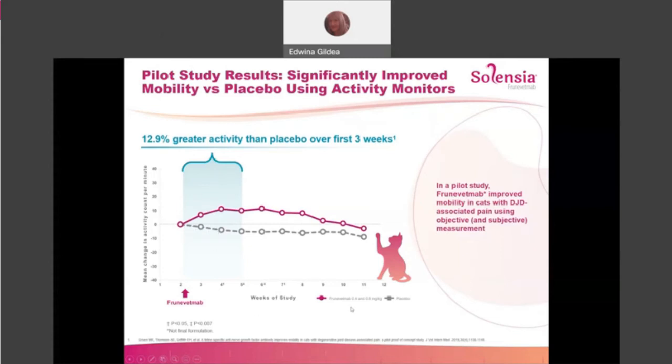It's important to also note that the dose of frunevetmab within this study was either 0.4 mg per kg or 0.8 mg per kg, which is actually different to the licensed dose, which is significantly higher, 1 to 2.8 mg per kg. However, if we look at the difference between the placebo group and that of Silencia, there's a 12.9% greater activity within the Silencia group than the placebo group over the first 3 weeks.